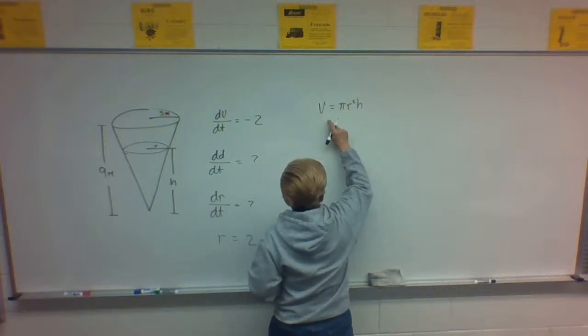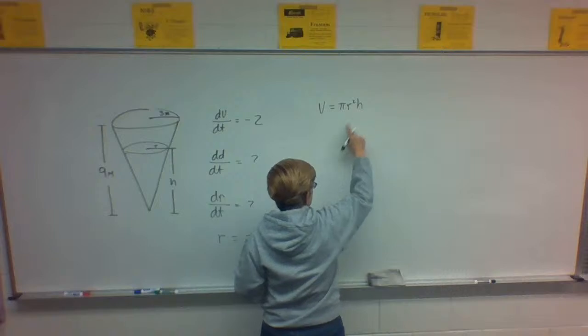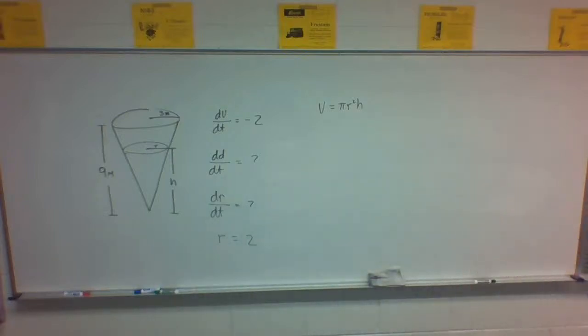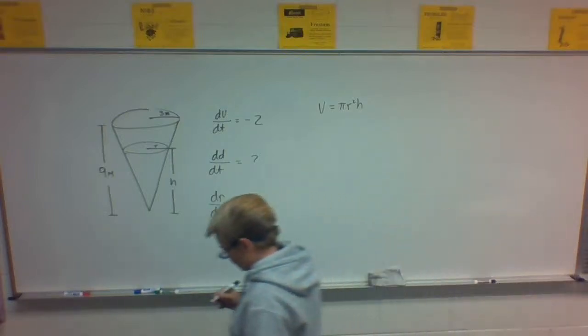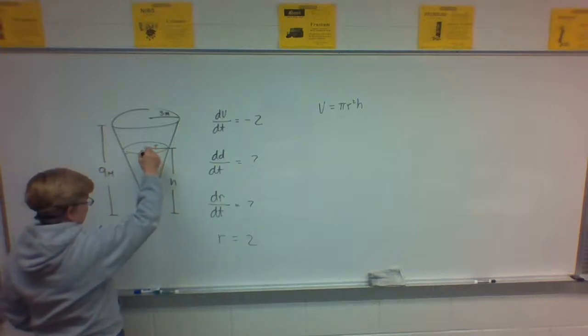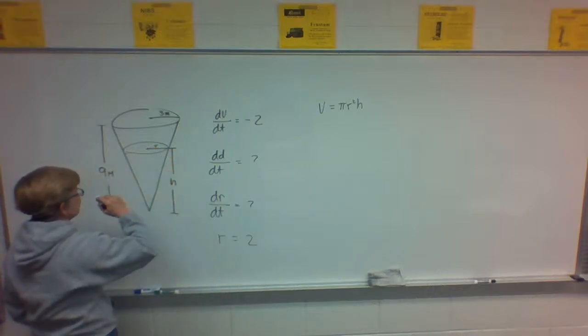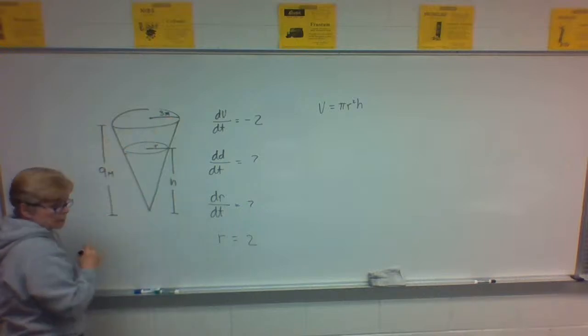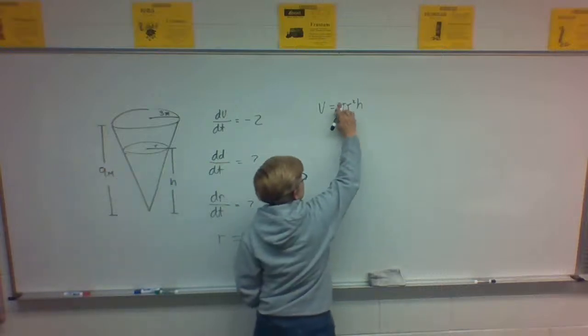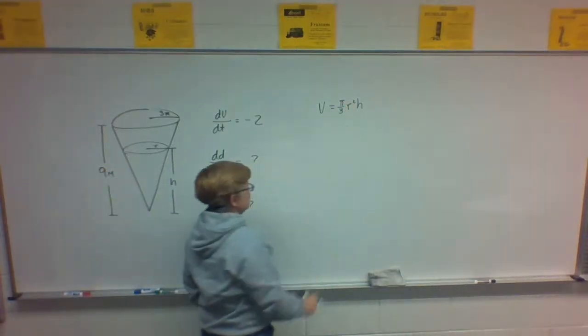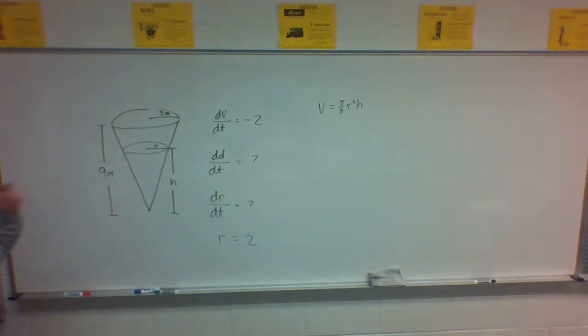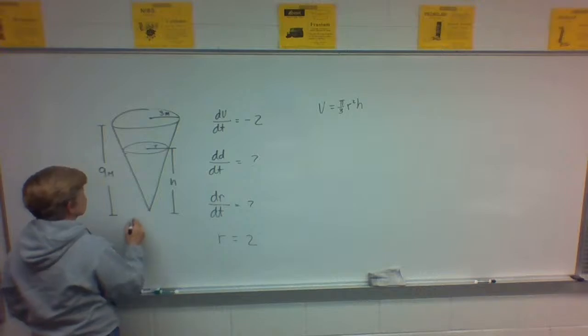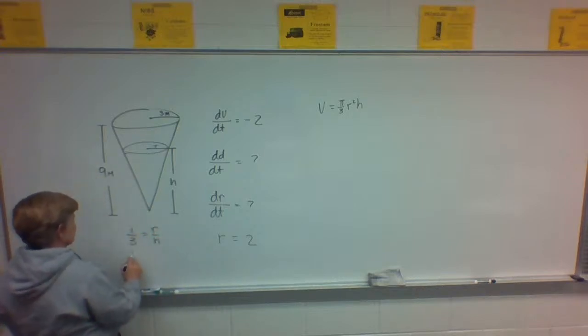I'm not ready to derive yet because I want to get this written in terms of just one variable, which requires some knowledge of similar triangles. So what I'm saying is that this r is to this h exactly the same as 3 is to 9. Shouldn't it be pi thirds for the volume? Oh, yeah, pi thirds. Yep. There you go. So I'm going to depend on the similar triangles. r is to h as 3 is to 9, except I'm going to reduce the fraction. 3 is to 9, same as 1 is to 3, as r is to h. And if I cross multiply, I get h equals 3r.